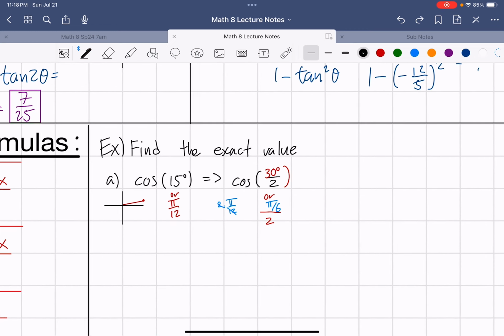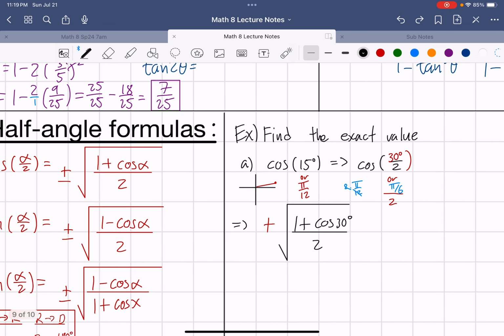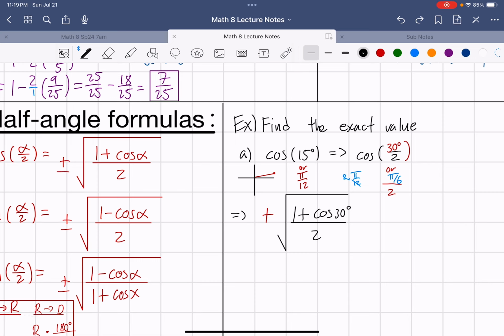So here, and I'll have the formula. So I know it's going to be positive because angle 15 is in quadrant 1. Don't base it off of the numerator. This is not 30 degrees. This is 15. This is the ultimate say. This 30 is just so we can use our formula, which would be 1 plus cosine of 30 degrees divided by 2. Luckily, we know what cosine of 30 degrees is.